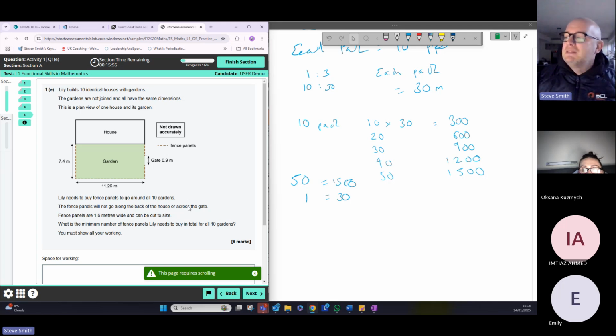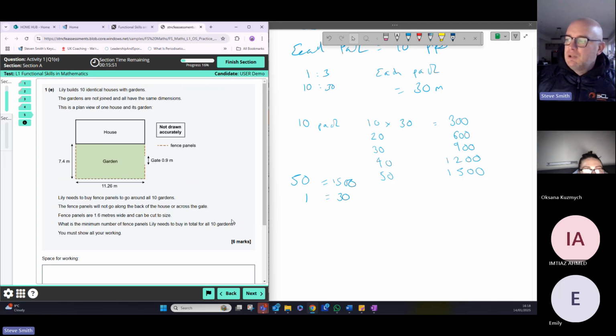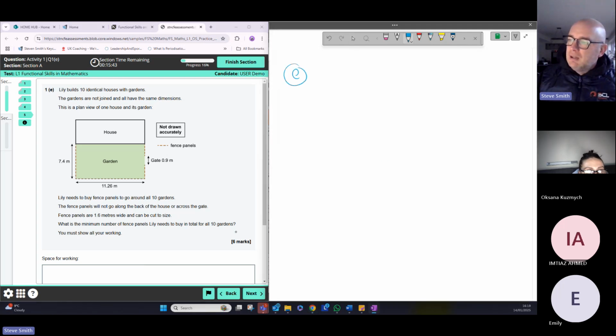This one's a beast of a question. 6 marks, that's the maximum sized question you're going to get on a level 1 or a level 2 paper. They don't get any bigger than 6 marks. And luckily for a 6 mark question, doing the theory, we can take about 12 minutes on it. So yeah, that's okay. We've got 15 minutes to go, so we've got loads of time. Right, Lily builds 10 identical houses with gardens.